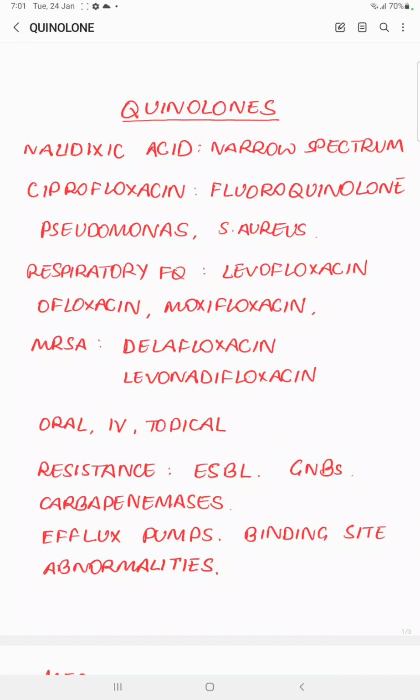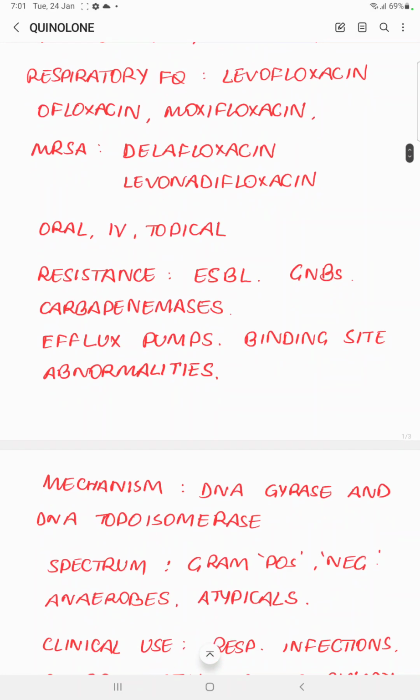And then came the respiratory fluoroquinolones, because they had more predictable activity against Streptococcus pneumoniae and could be used as empirical therapy for community acquired pneumonia. The agents are levofloxacin, ofloxacin, and moxifloxacin, and we have agents specifically designed for MRSA, which are delafloxacin and levonadifloxacin, which is a molecule which has come from India. They are available in oral formulation, IV formulation, and also for topical application.